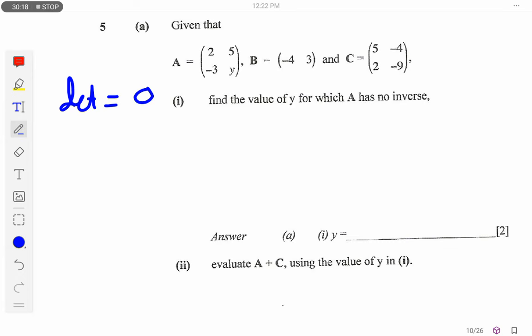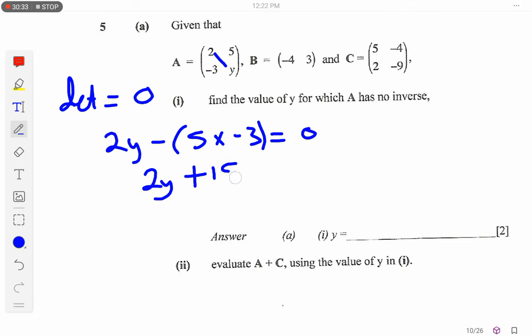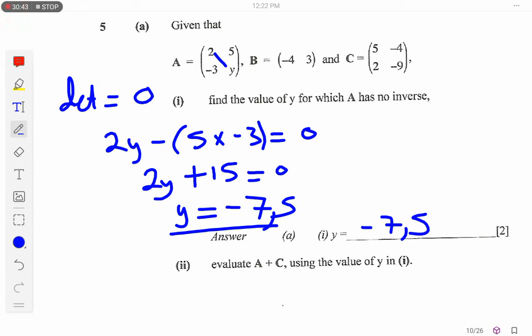So determinant of A, we can say 2 times y, then minus 5 times minus 3, should be equal to 0. So this is going to be 2y plus 15 equals 0. So our y is equal to minus 7.5. That's the value of y. Now let's go to the next question.